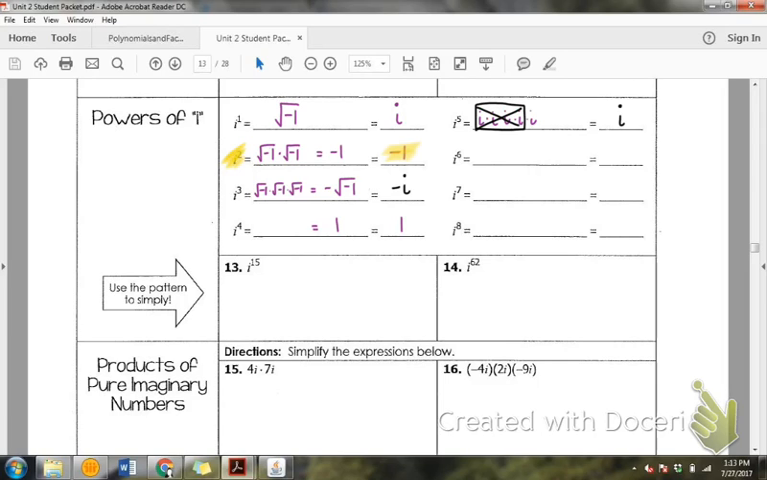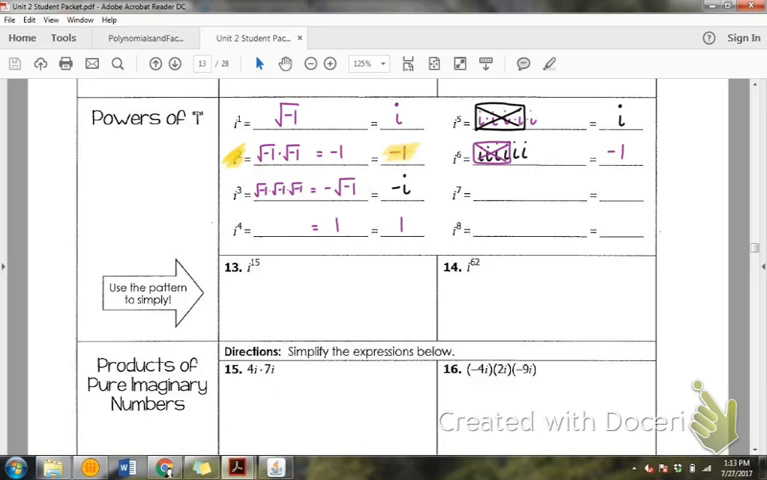i to the sixth is 6 i's, but we're looking for a group of how many? 4. There it is, it's gone. How many are left over? There are 2 left over, right? So it's i to the second, and what did we say i to the second always is? Negative 1 always. Hold on to your thought.